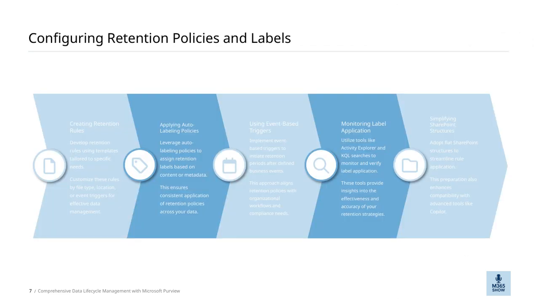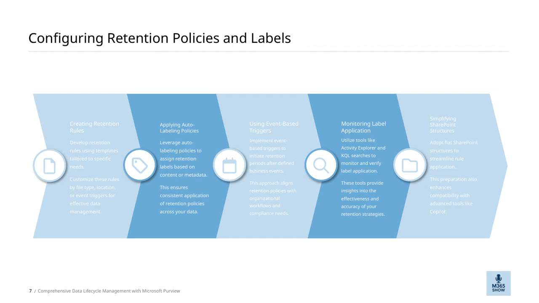Let's talk about configuring retention policies and labels to manage our data effectively. First, adopting flat SharePoint structures can really streamline how we apply rules. By simplifying the site architecture, we make it easier to enforce consistent policies across all content, and this also helps when using advanced tools like Copilot, making integrations smoother.